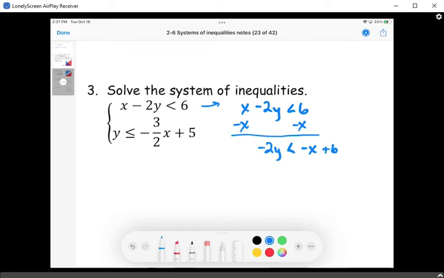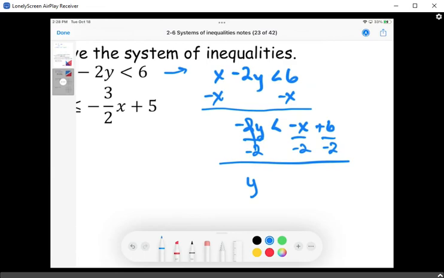Now what we're going to do is divide to get that y by itself. We're going to divide by negative 2. And what that does is on the left side, it cancels out the negative 2, which is what we were going for. It gets the y by itself. But since we divided by a negative number, you have to also remember to turn that less than sign around and make it a greater than sign. Okay, we divided by a negative, so we have to flip that around.